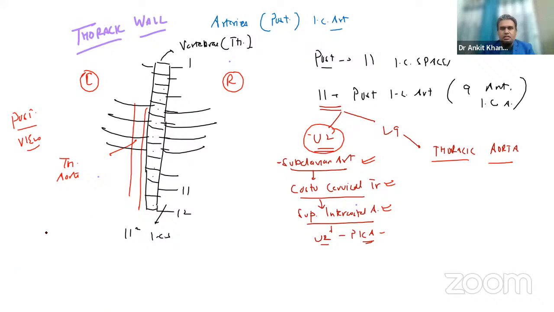This is the left-sided posterior intercostal artery. And if I make it over here, this is the right posterior intercostal artery, the right-side PIC. Looking at the image, tell me which-sided posterior intercostal artery will cross the midline, and which is longer in its course. These are two different questions which have already come in the exam.